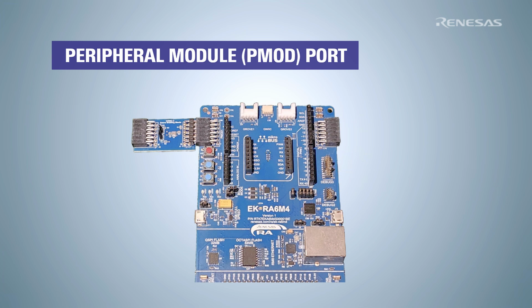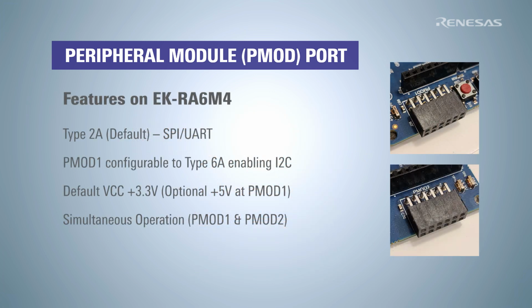On a Renesas EK board, you may find one or two PMOD connectors that accept sensor boards, IoT peripherals, or simple signal processing units. On the EK-RA6M4, you will find them on the expansion area on two opposite edges. By default, the PMOD connectors support SPI or UART communication, being categorized as Type 2A.